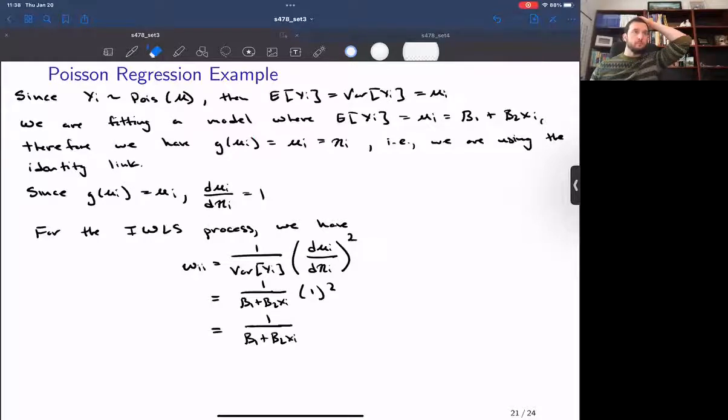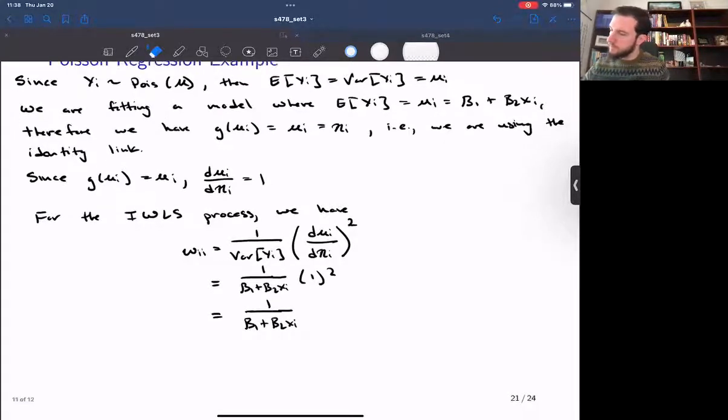Okay. First result. And again, fairly simplified given the situation. The identity link makes a lot of this a lot easier, right? So if we didn't have the identity link, if we were using a different kind of link function, it would not necessarily be as straightforward.